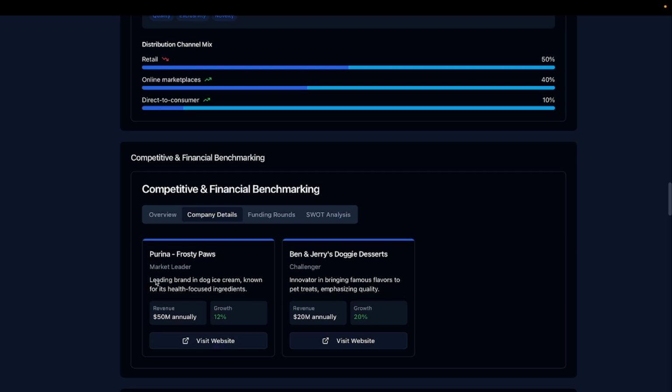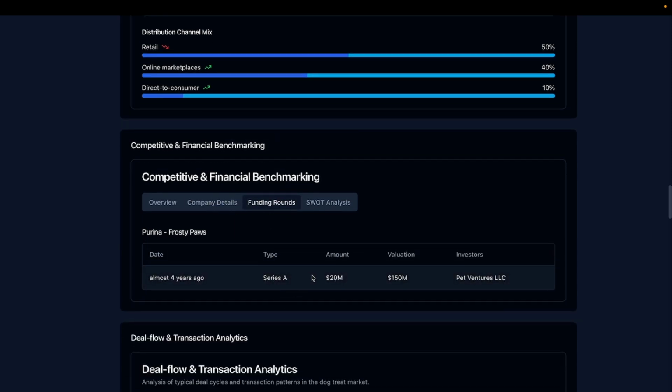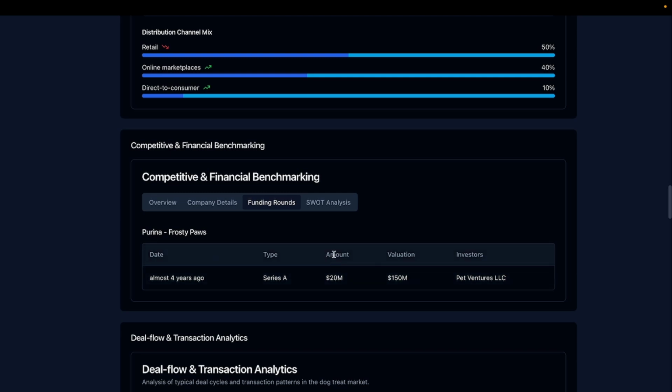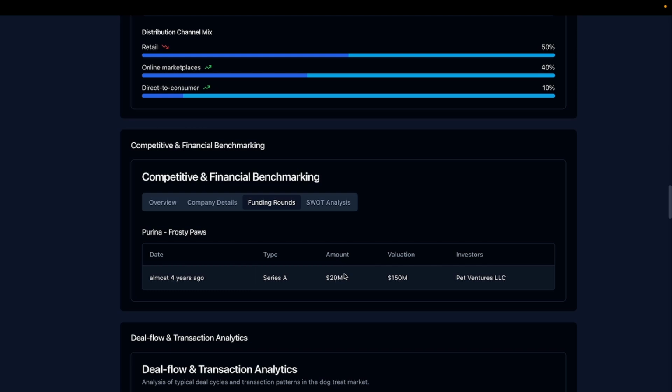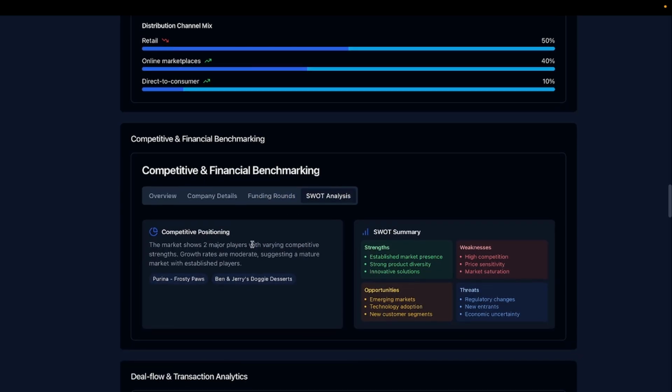They're growing much faster than these guys, as you can see. It's kind of cool. Funding round, almost 4 years ago. You can see that I wouldn't expect much funding for these sort of companies, but we got one, 150 million, no, 20 million, which is a lot, right? SWOT analysis, this is fun. So we're going to see the competitive positioning, right?